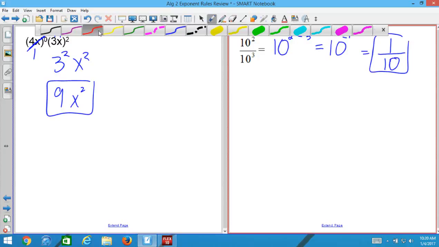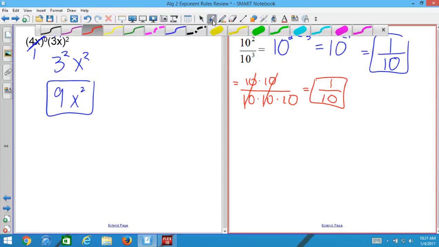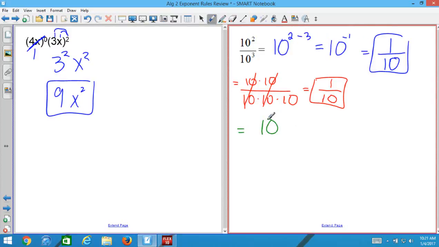There is another method. If you think about 10 times 10 and 10 times 10 times 10, you could cancel out 2 of them. And what do you have left on top? But if those are bigger exponents, then you've got to write out a lot more tens. I like the other one better, with big exponents, because you don't want to write it all out. But you could also do it this way. Same thing.